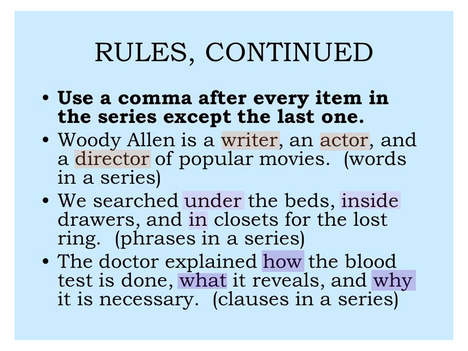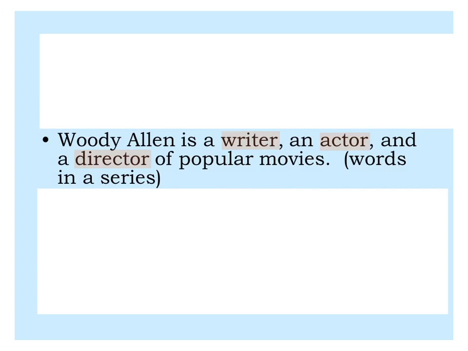On this page, I'm going to read it to you. It says, use a comma after every item in the series. Remember, a series is when we have 3 or more, except the last one. So in this first example, we can see that the subject is a person whose name is Woody Allen, and then we can see our verb is just the word is, and this sentence is going to tell us, what is he? He is what? We're answering the question, what?